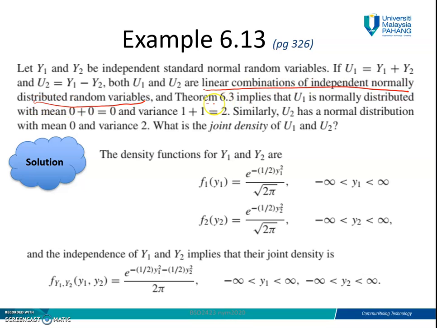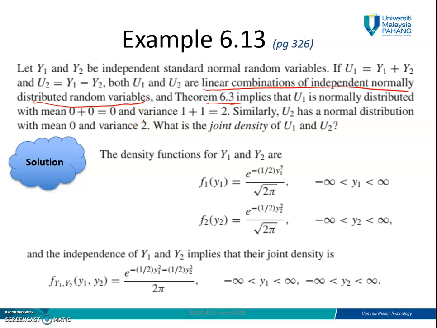Theorem 6.3 implies that u1 is normally distributed with mean 0, since 0 plus 0 gives 0, and variance 1 plus 1 equal to 2. Similarly, u2 has a normal distribution with mean 0 and variance 2.